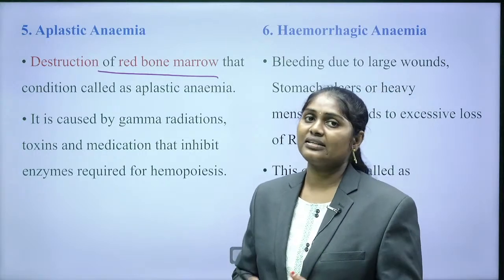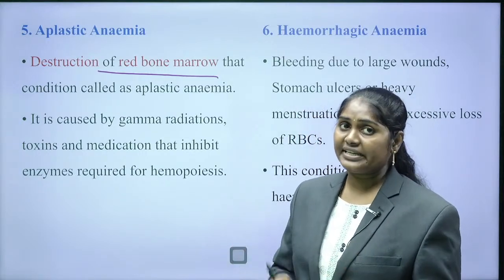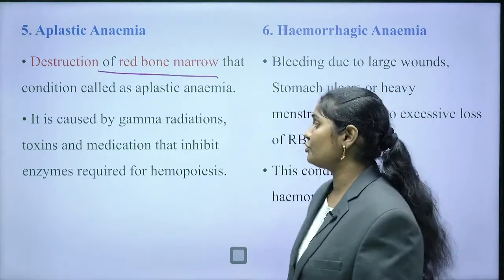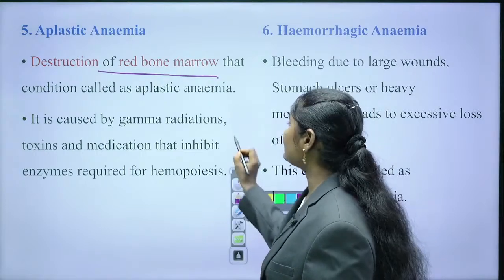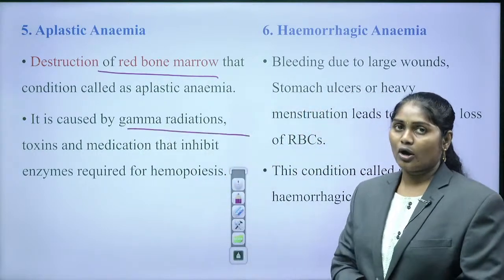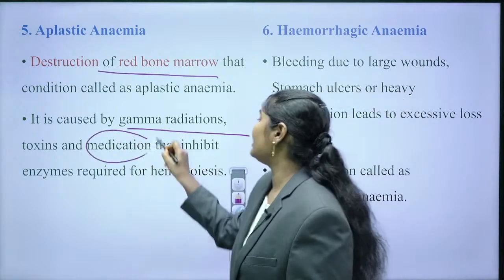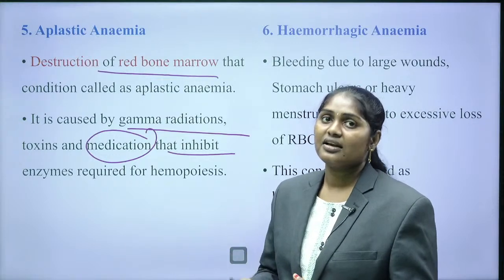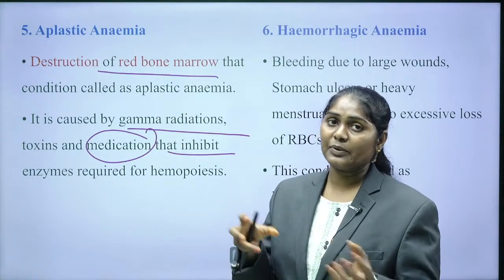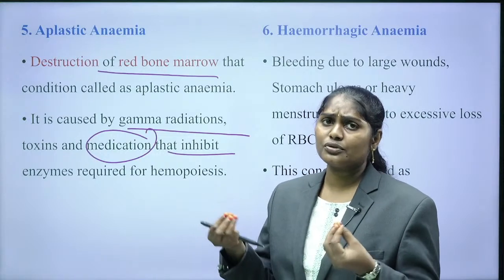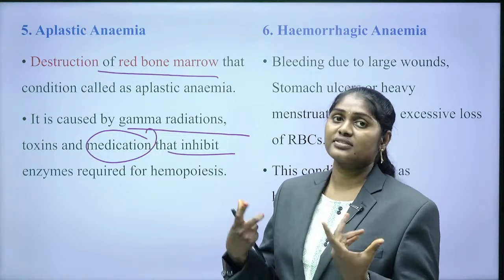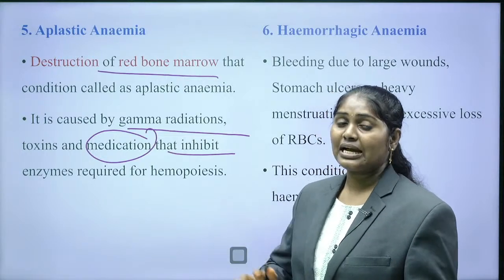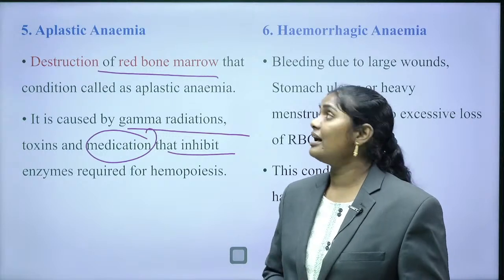That is not commonly seen; it is seen in rare conditions. When a person is exposed to gamma radiations, toxins and medication that inhibit the enzymes required for hemopoiesis, especially gamma radiations, toxic substances, a toxic environment, then he will have bone marrow destruction. So that leads to a condition called aplastic anemia.